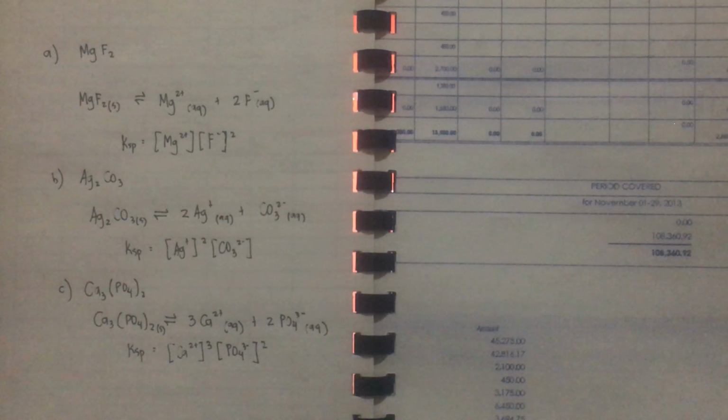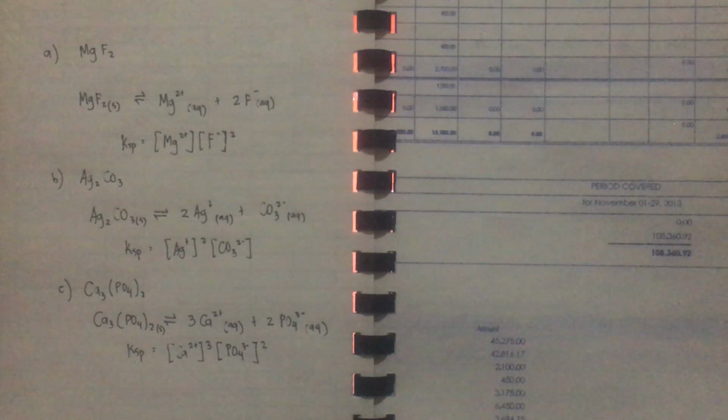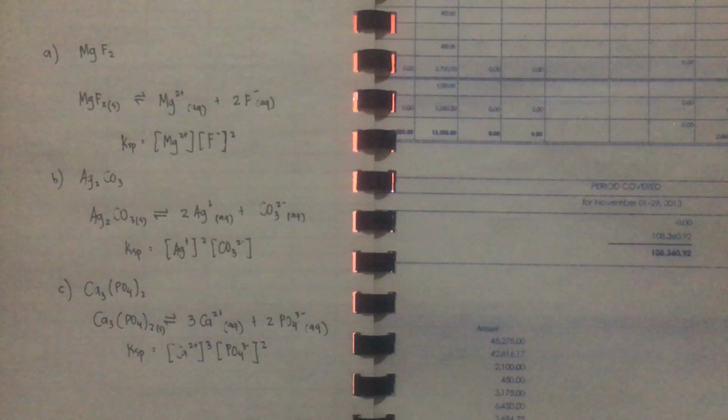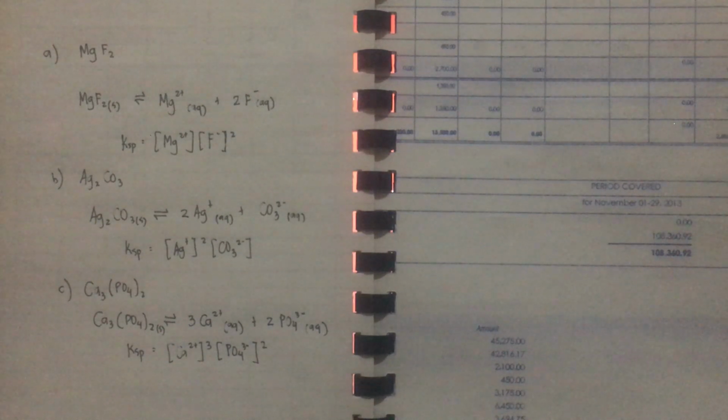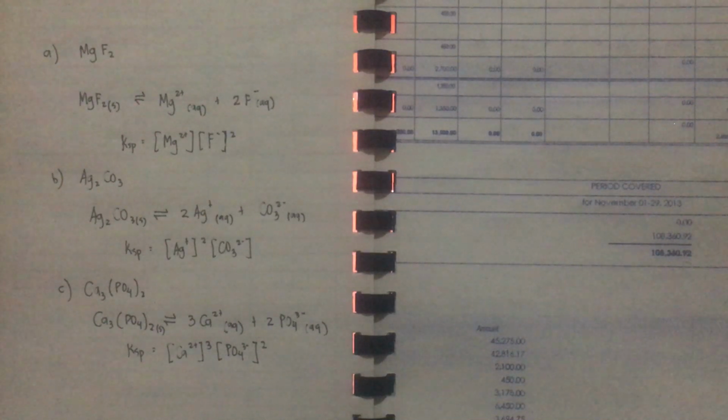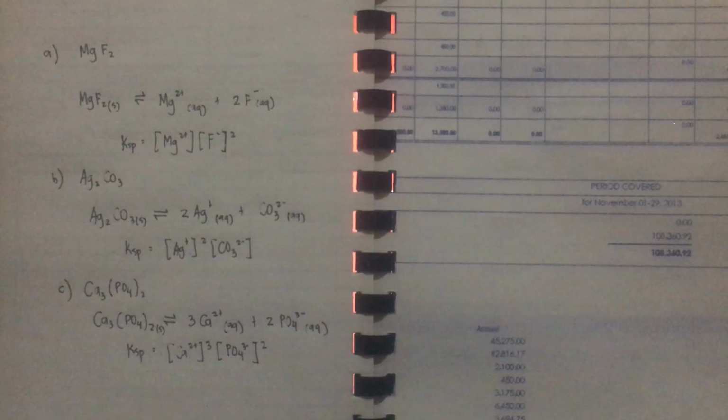So I hope that you remember the names as well as the chemical formulas for cations and anions, so that will be the first requirement to get the dissolution reactions before finding the KSP equations.